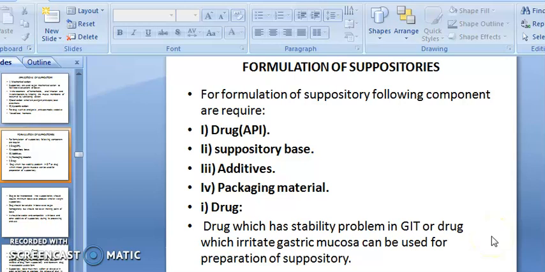So, good morning students. This is my third video on your topic, suppositories. Today we are going to discuss the formulation of suppository.